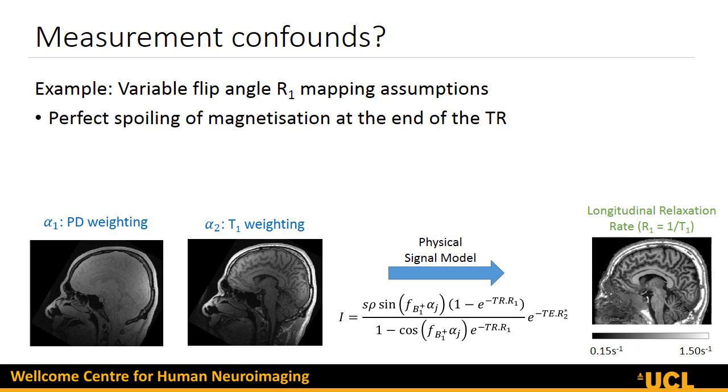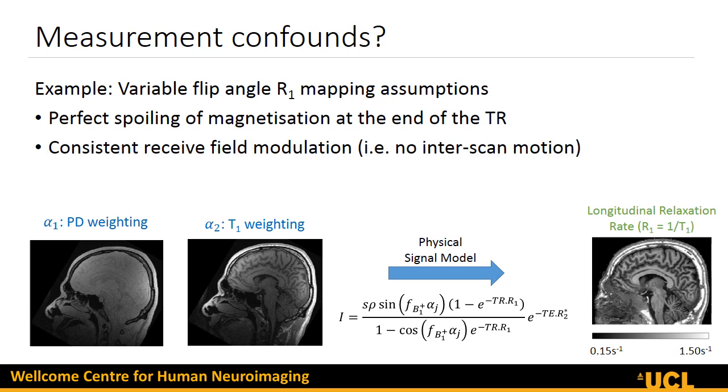For example, that we have perfect spoiling, i.e. that the magnetization at the end of the TR is really 0. But the TR might only be of order 20 milliseconds, which is very short compared to the longitudinal relaxation rates. So we have to make good use of RF and gradient spoiling to make sure that this assumption is sufficiently valid. And parameters like this are often not described in papers, so it is important to be aware of them, and indeed to report them in your own studies.